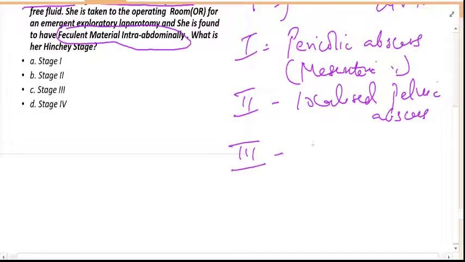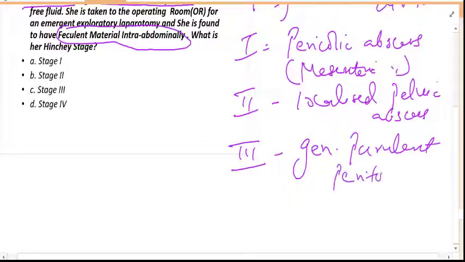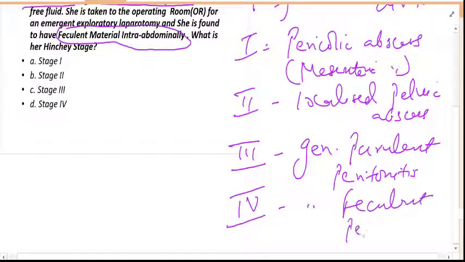In Hinchey's class 3, there can be generalized purulent peritonitis, pus in the peritoneal cavity. And Hinchey's class 4, there will be generalized feculent peritonitis. There will be fecal material in the peritoneal cavity, which is given here, feculent material intra-abdominally. So this will be Hinchey's stage 4. So in this question, answer is stage 4 Hinchey's.